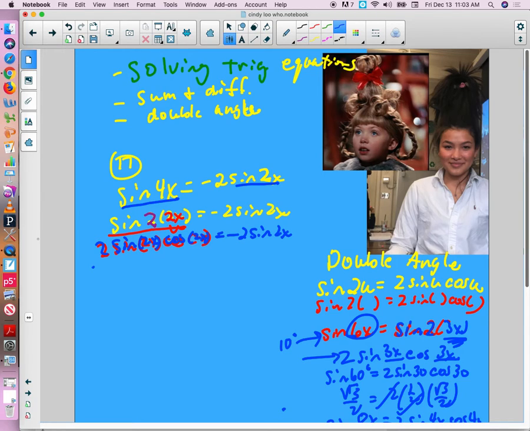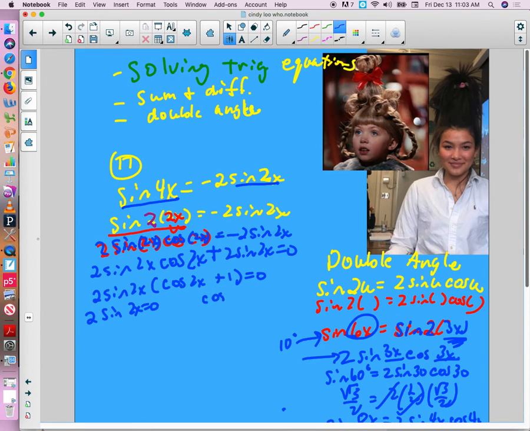So I'm going to make this 2 sine 2x cosine 2x plus 2 sine 2x equals 0. All right, what would I do next? If you could read my horrible writing. Great. Let's factor out a 2 sine 2x, and that leaves me cosine 2x plus 1. So now I have 2 sine 2x equals 0, and cosine 2x equals negative 1. So you see now how our problems build, because now I'm kind of back at a place I was before this section.